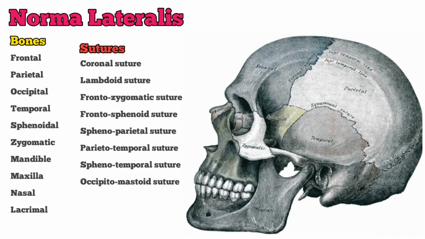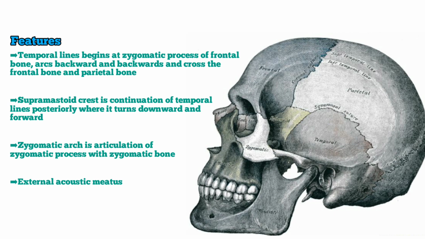Norma lateralis. Bones: frontal, parietal, occipital, temporal, sphenoidal, zygomatic, mandible, maxilla, nasal, lacrimal. Sutures: coronal suture, lambdoid suture, frontozygomatic suture, frontosphenoid suture, sphenoparietal suture, parietotemporal suture, sphenotemporal suture, and occipitomastoid suture.